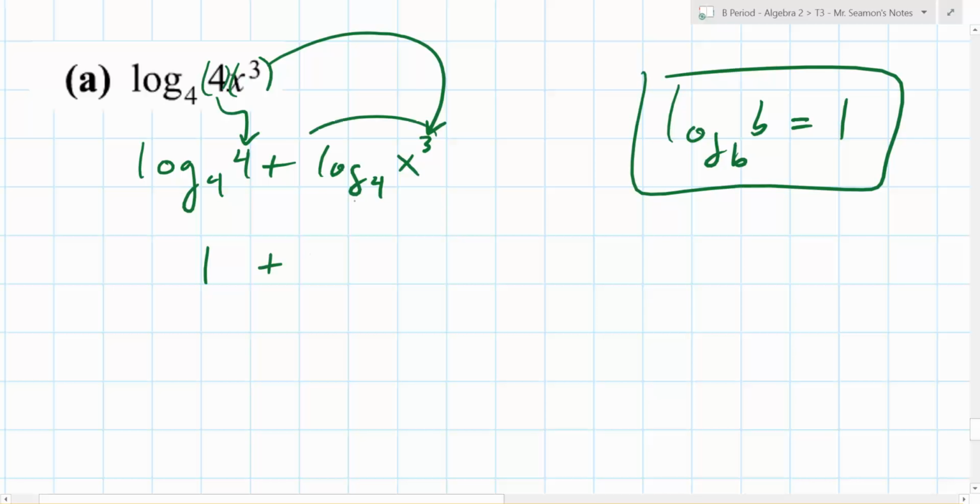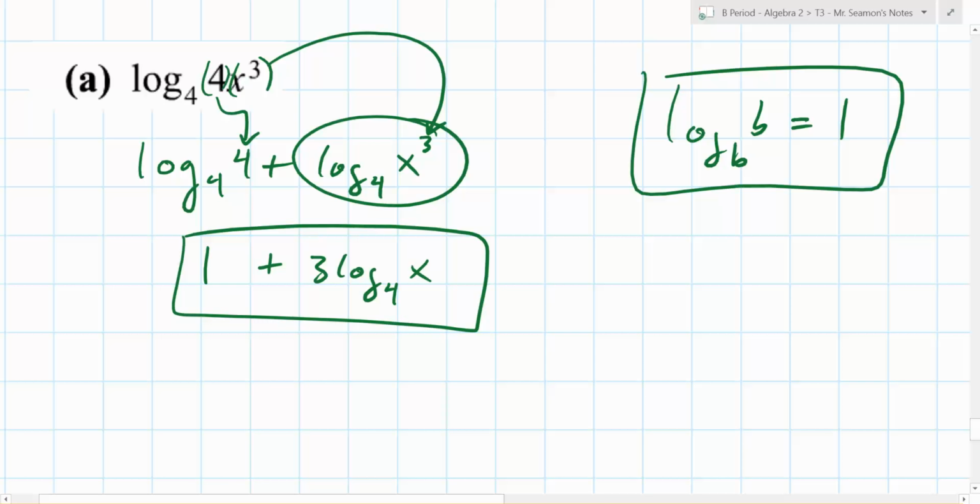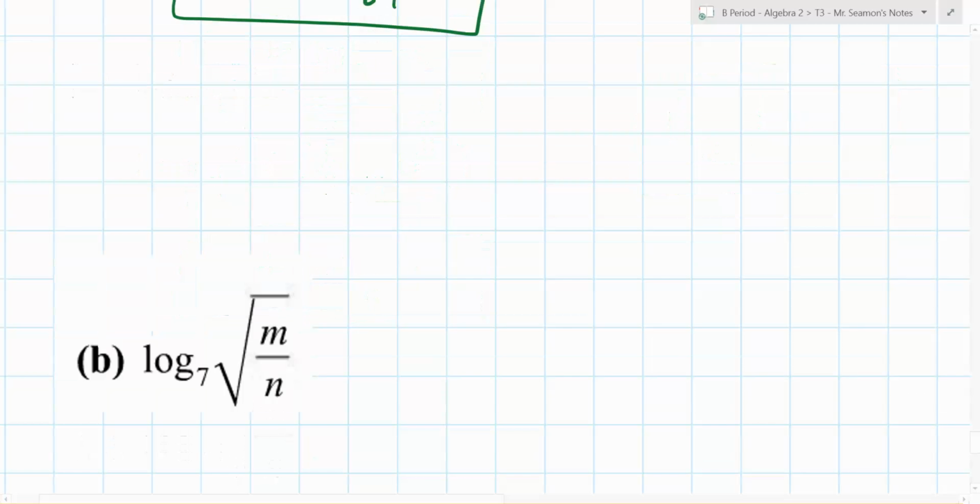What can I do with this? What's the only thing I can do? Now I can bring down the 3. Log base 4 of x. You have to say base 4. This is as far as we can go. There's nothing else to do. The key thing, the reason this was a trap, is that 3 touching that 4? No. So can you bring that 3 to the front? No. You will want to do that, but that's technically making up a rule. You can't do that.